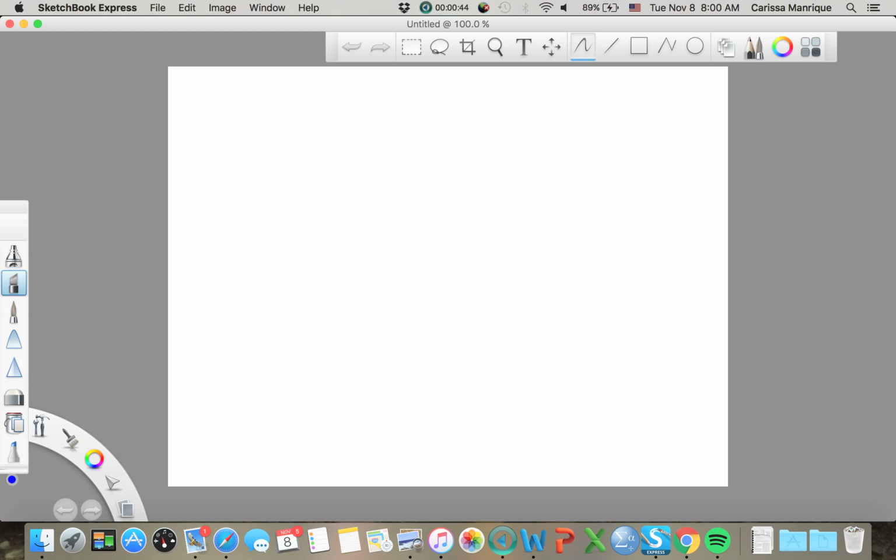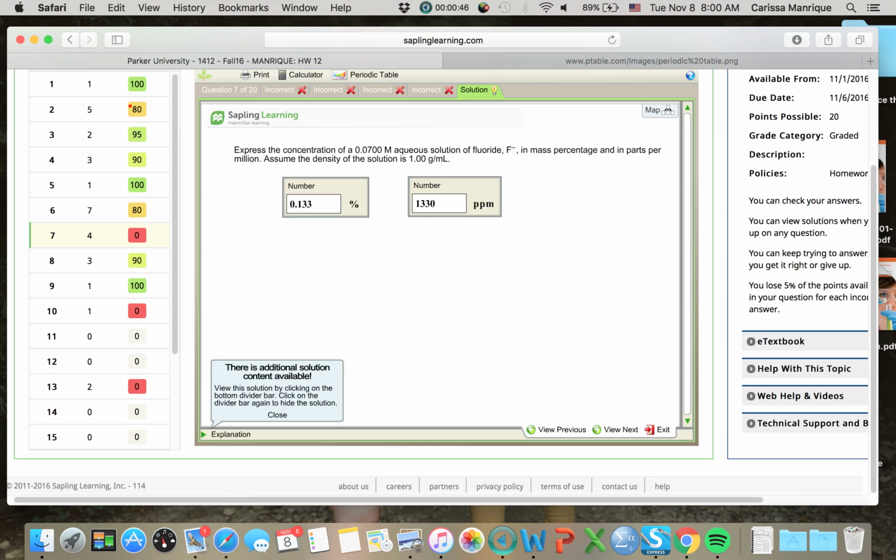So the first one was number 7. Now, number 7 deals with 12 when we did solutions. There's a lecture in there that went over parts per million and molarity and molality, all of that. It's in that section. So what this says, and your numbers might be a little bit different, is express the concentration 0.07 molar aqueous solution of fluoride in mass percent and in parts per million. Assume the solution is 1 gram per milliliter.